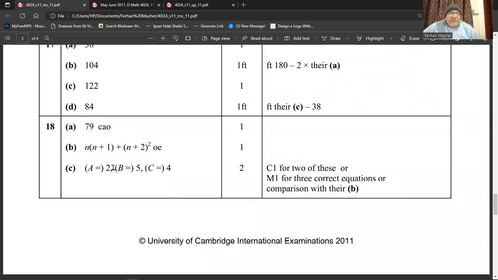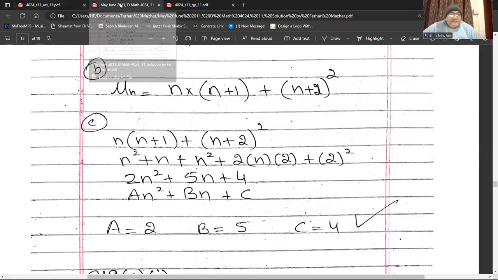The a value will be 2, the b value will be 5, and the c value will be 4. The rest of the answers are perfectly right.